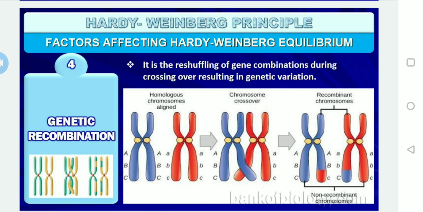Let me explain. During sexual reproduction, generally, what happens during the fusion of the gametes is the exchange of genes between non-sister chromatids of homologous chromosomes during the formation of gametes. That is, exchanges from X chromosomes to Y and Y to X, or from paternal to maternal, maternal to paternal, or from mother to father, or father to mother.